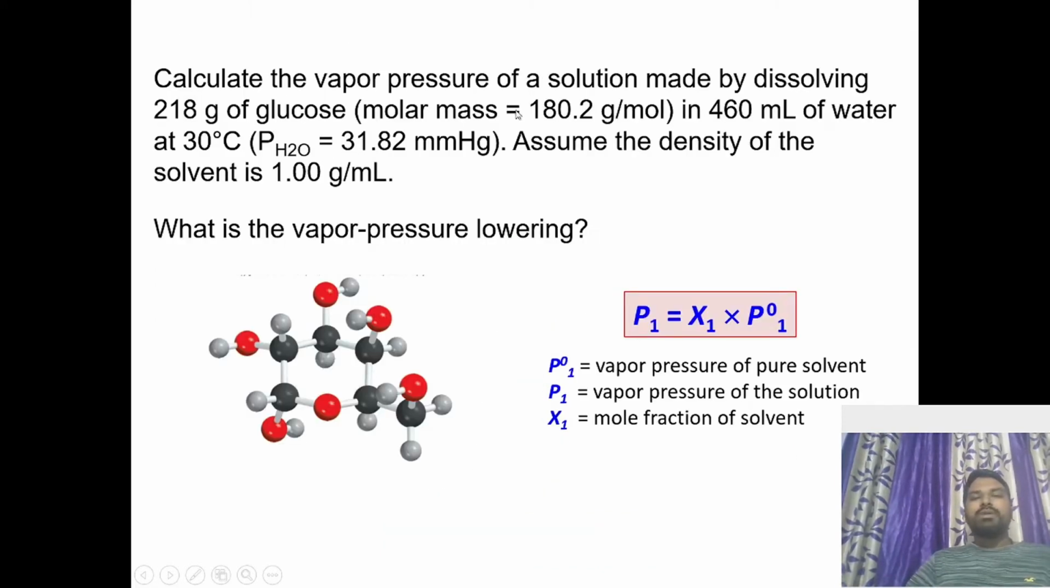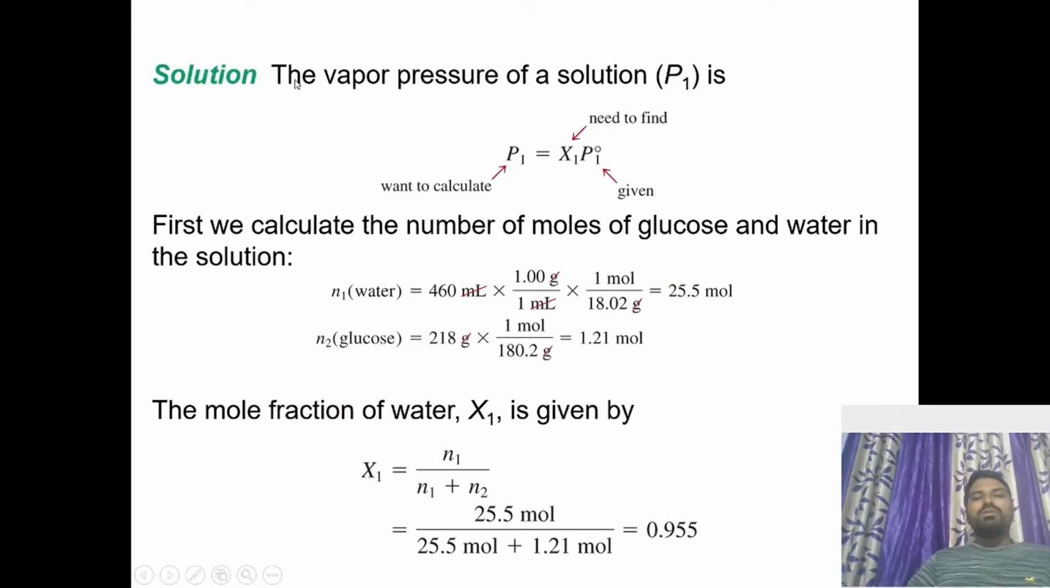Now calculate the vapor pressure of a solution made by dissolving 218 grams of glucose, whose molar mass is 180.2 grams per mole, in 460 ml of water at 30 degrees Celsius. Water has a vapor pressure of 31.8 mm Hg. Assuming the density of the solvent is 1.00 gram per ml, what is the vapor pressure lowering? Hence we have the formula P1 = X1 × P1^0, where P1^0 is the vapor pressure of the pure solvent, P1 is the vapor pressure of the solution, and X1 is the mole fraction of solvent. Okay, now we will come to the solution.